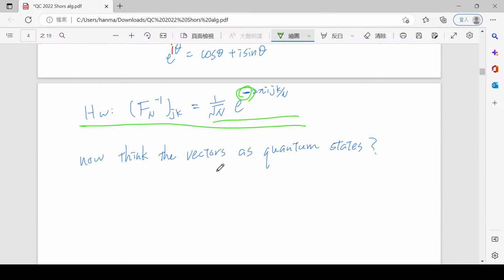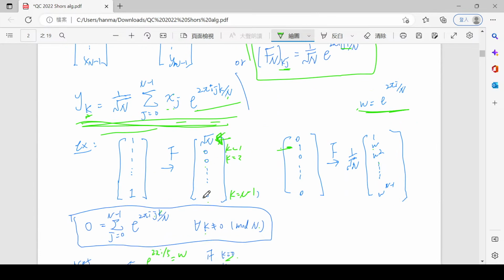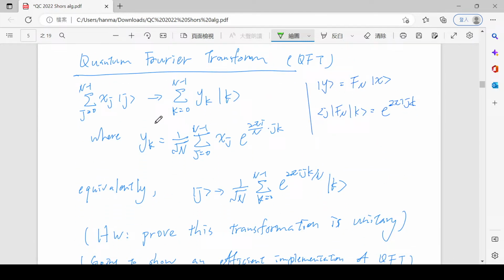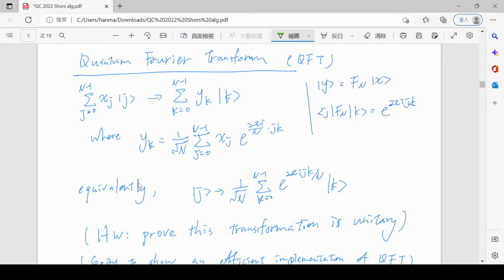So how will we get quantum here? Well, there's a very obvious way. If we think of the vectors, remember those x and y, as quantum states, then we are doing the quantum Fourier transform. Mathematically it looks like this, but we need to do things in a different order. The first thing we need to check is that the quantum Fourier transform makes sense.